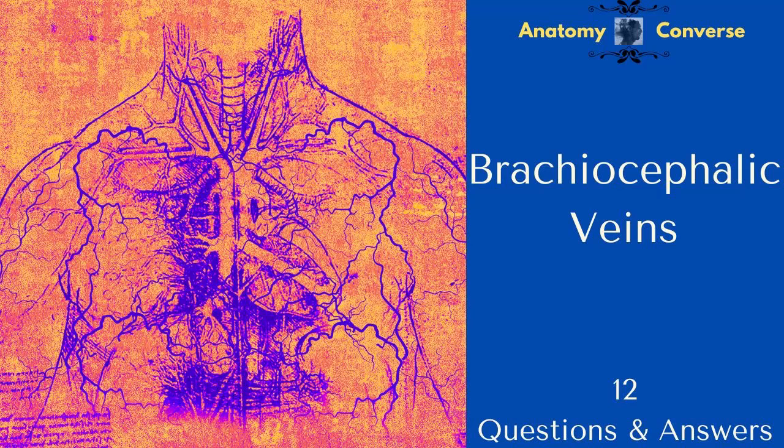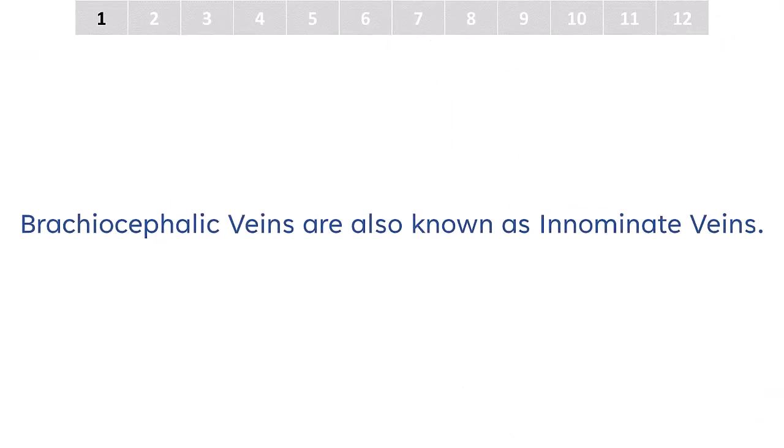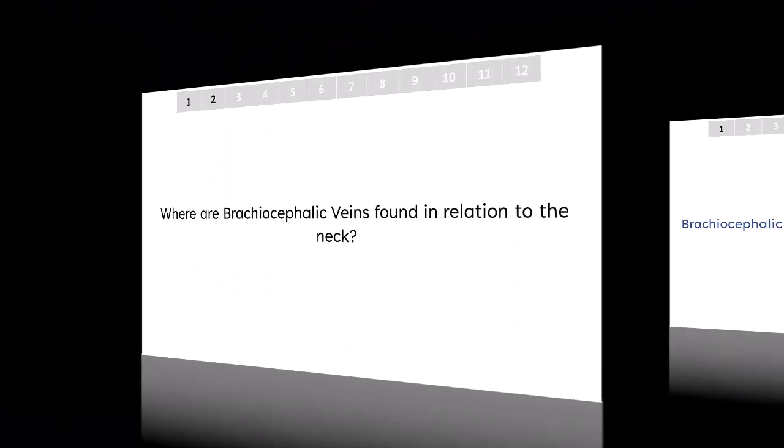Brachiocephalic Veins Anatomy. 12 questions and answers. What is another name for brachiocephalic veins? Brachiocephalic veins are also known as innominate veins.